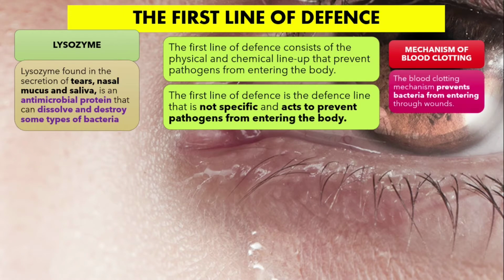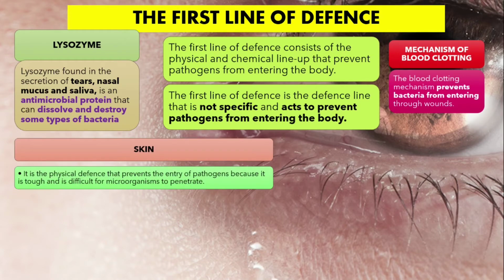The second one is the mechanism of blood clotting. The blood clotting will prevent bacteria from entering the wound. The third one is skin. Skin is a physical defense that prevents the entry of pathogens. It is tough and difficult for microorganisms to penetrate.